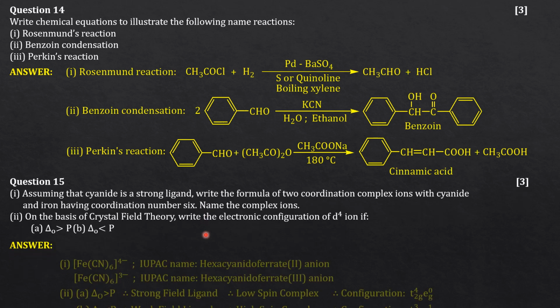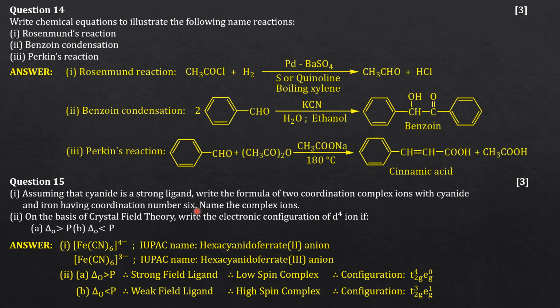Now, for this question, they have fixed the ligand, cyanide. See the question they are asking: two coordination complex ions with cyanide and iron having coordination number 6. So coordination number they have fixed as 6, so it will be octahedral. The ligand they have fixed, it is cyanide. Iron also they have fixed, the metal. So the only thing that you can change here is the oxidation state of the metal. So one will be with Fe2+, another will be with Fe3+. So the only two options left here are ferricyanide and ferrocyanide, and then you write the corresponding IUPAC name.